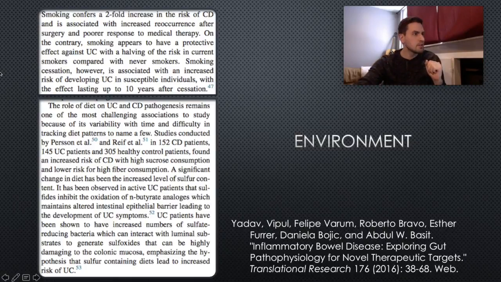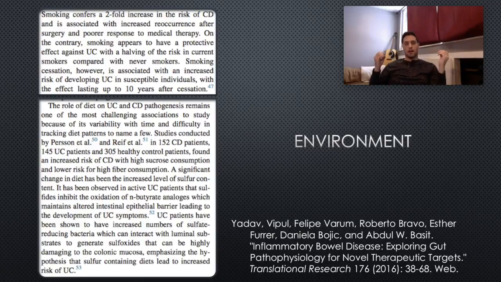And I have two little paragraphs from that same study in 2016 that talk about two specific things. Smoking, first, actually increases your risk twofold to have Crohn's disease, and then also with ulcerative colitis. And then in this second paragraph, it talks about how ulcerative colitis and Crohn's disease can be related to the type of diet you have. Specifically, if you have a high sucrose or high fructose diet, something high sugar with high carbs and low fiber, it can possibly cause ulcerative colitis.